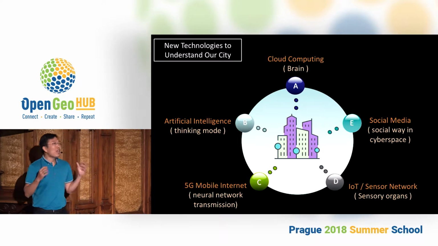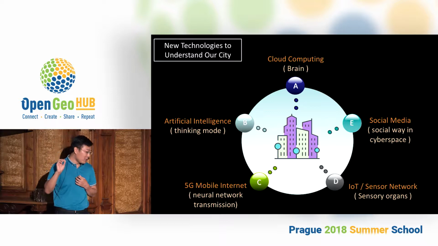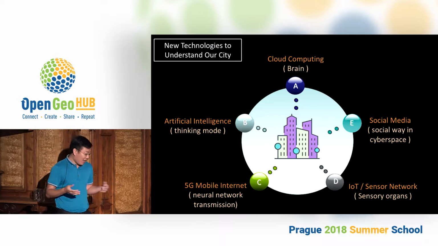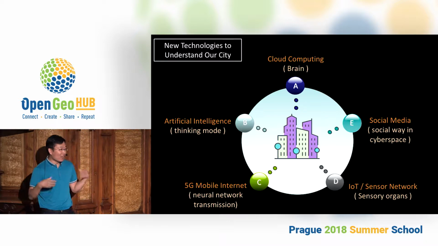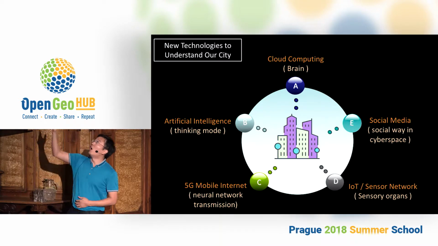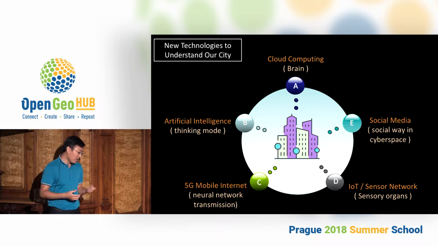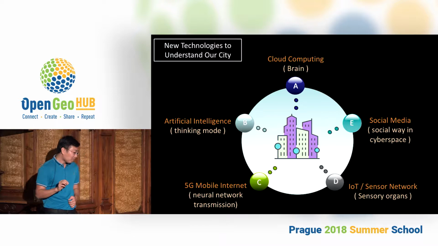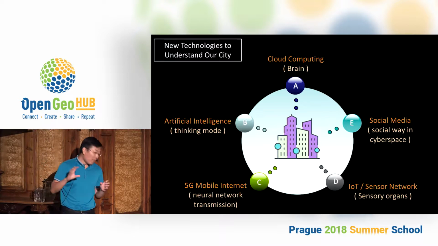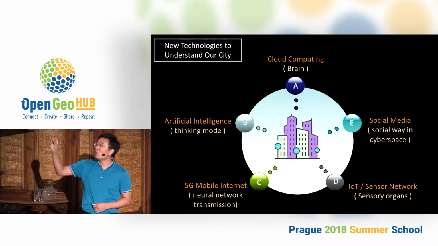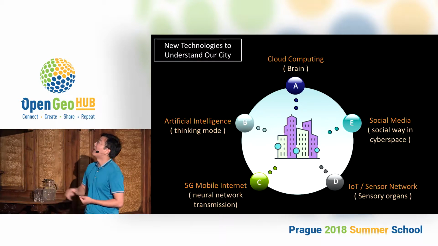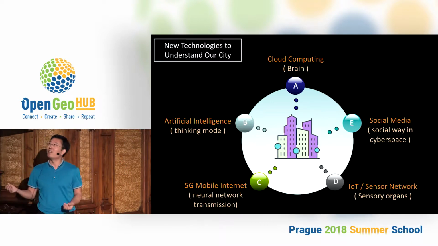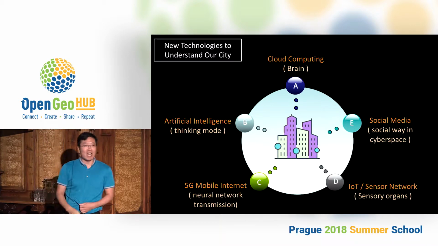Besides, we have new technologies that provide a new way to understand our city. These technologies have the same character, that is to simulate human beings' ways of thinking. For example, cloud computing is like the human brain, and artificial intelligence is like the way we think. The mobile internet is like the neural network transmission, and the Internet of Things sensor network is like the sensory organs. Social media is like the social way in cyberspace.